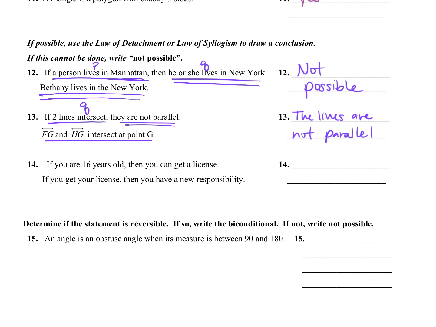If you are 16 years old, then you can get a license. If you get your license, then you have a new responsibility. If you're 16 years old, then you have a new responsibility. Right, that's true. Take out the two things that are the same, right? Get your license, get a license. I feel like I have a lot of the responsibilities of a 16 year old.